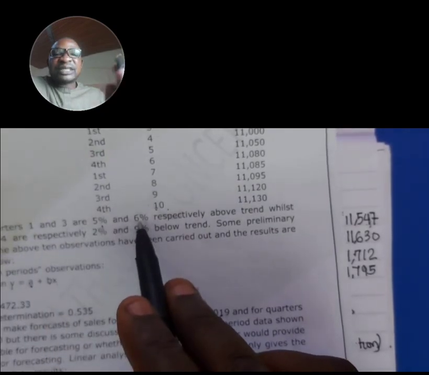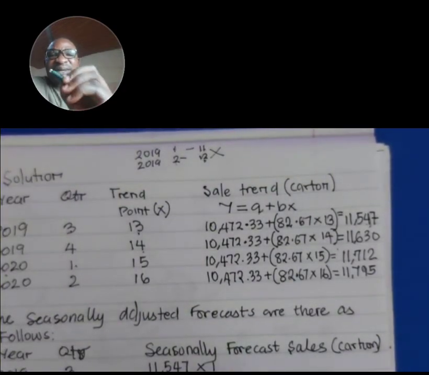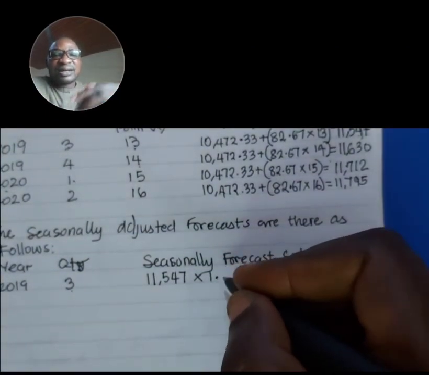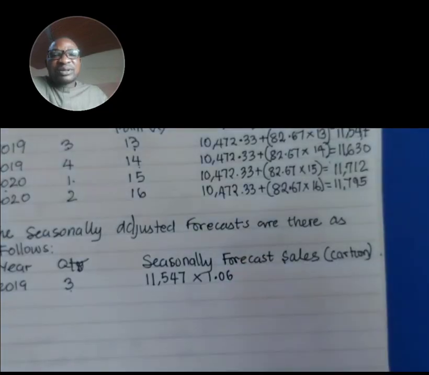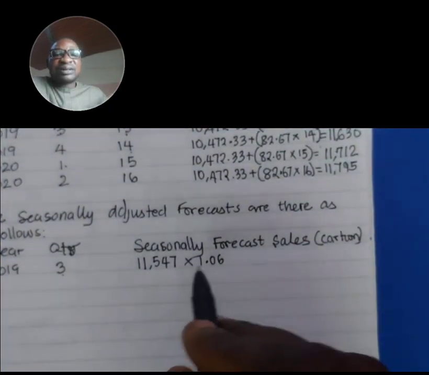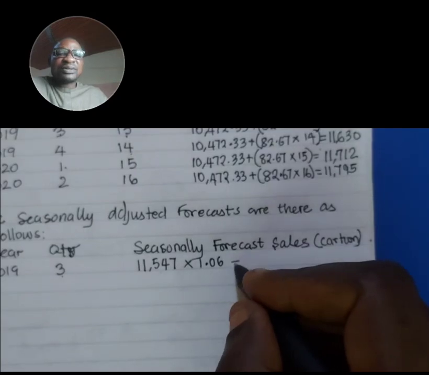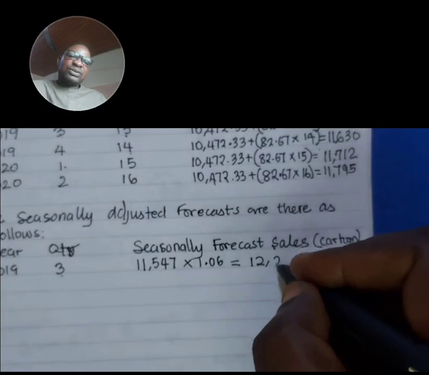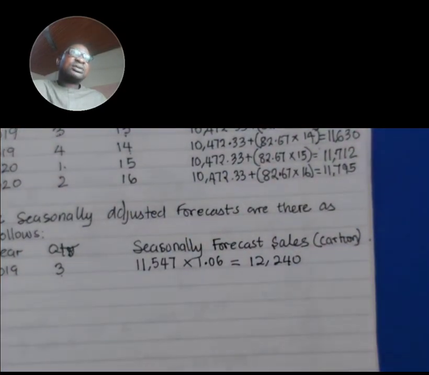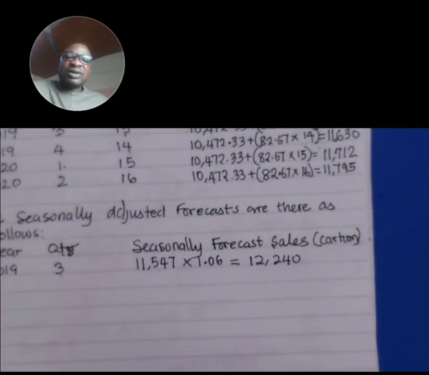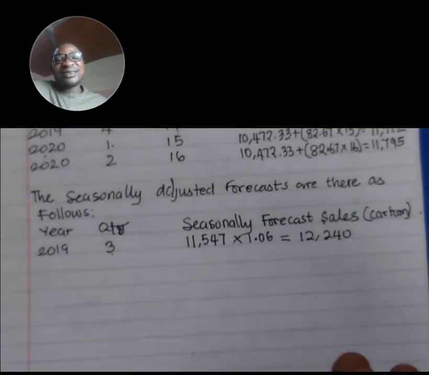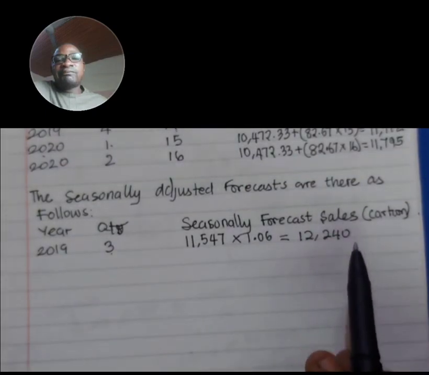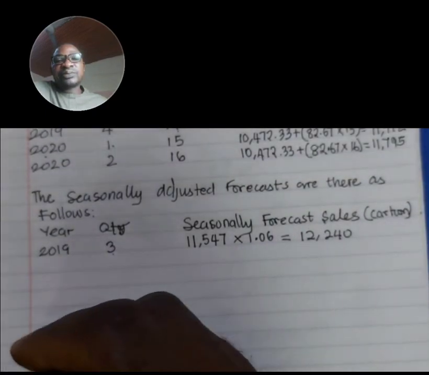Quarter 3 is 6%. And this is quarter 3, you increase. To increase that, you say 0.6. So to increase this figure, just say 1.06, and the forecast sales becomes 12,240. Please, you can watch my video on time series analysis using regression analysis, so that you understand the application we are doing here.